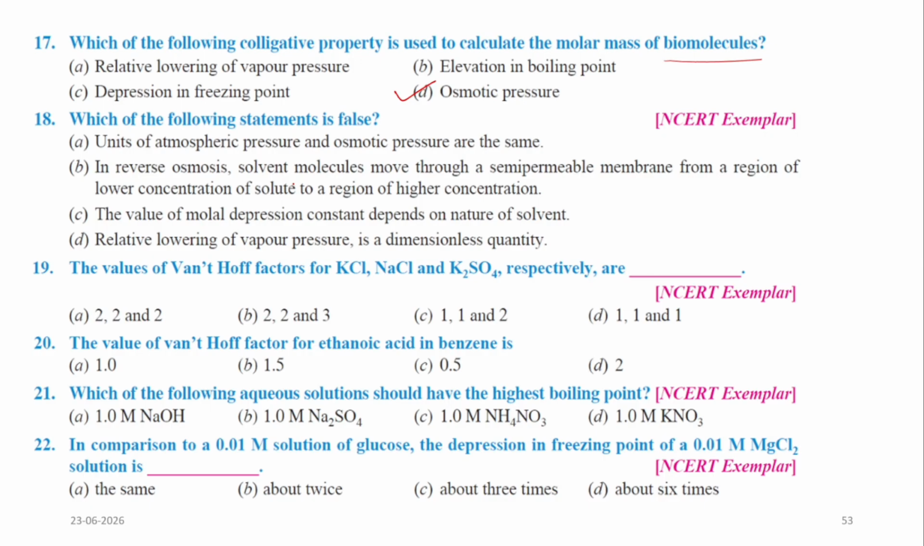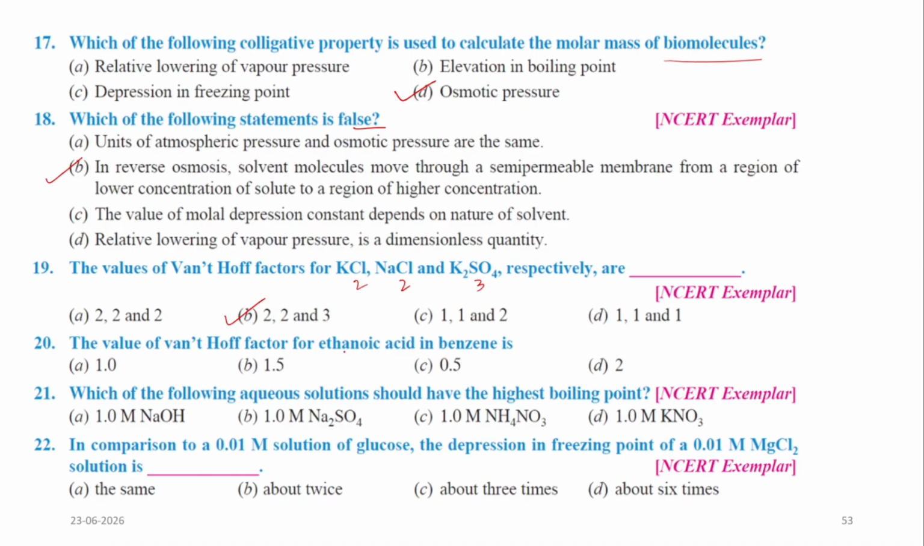Which of the following statements is false? So which one is false? Unit of atmospheric pressure, correct. In reverse osmosis, solvent moves through semi-permeable membrane from a region of lower, incorrect, because it moves from higher concentration to lower concentration. The values of Van 't Hoff factors for KCl, NaCl, K2SO4 respectively are. KCl will dissociate into K plus Cl minus, NaCl into Na plus Cl minus, that means 2, 2. But K2SO4, 2K and 1 sulfate, total 3. So 2, 2, 3. I think option B.